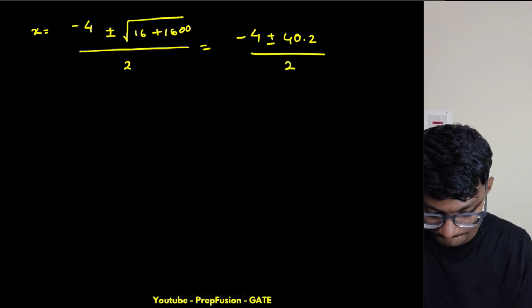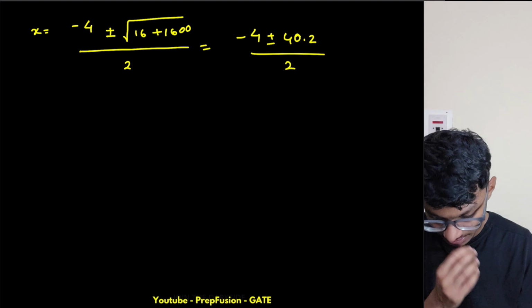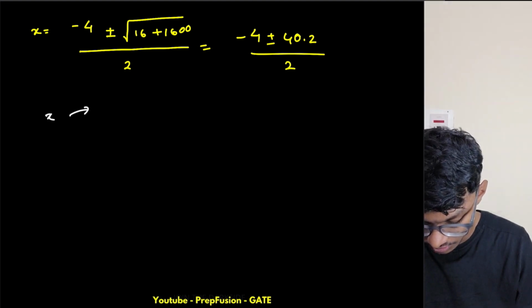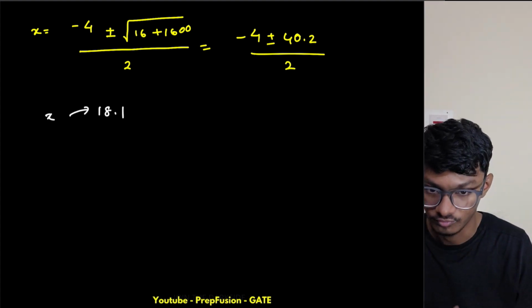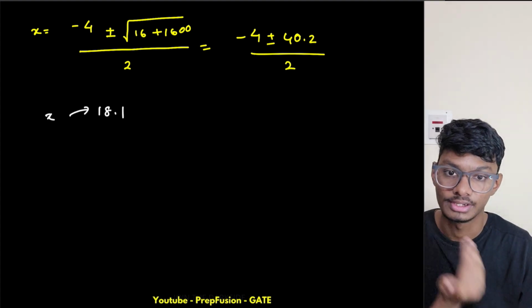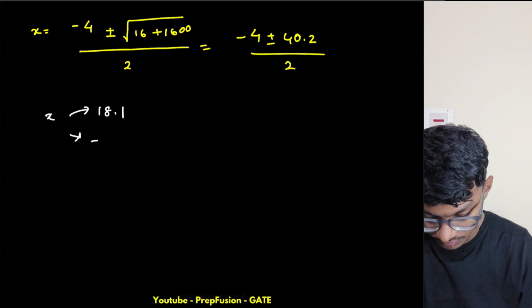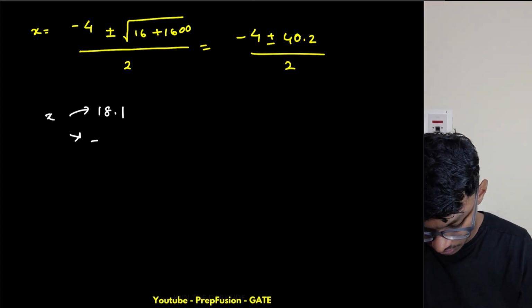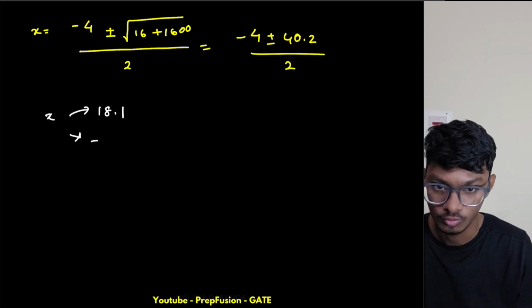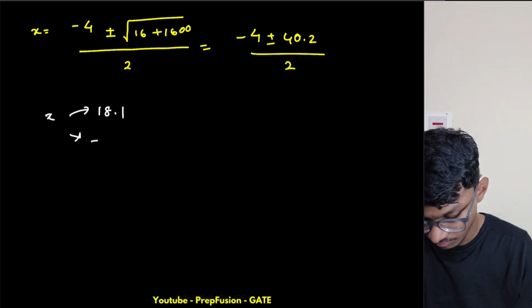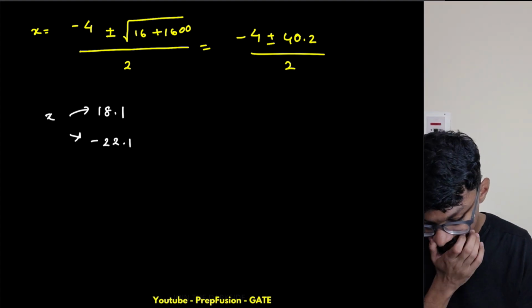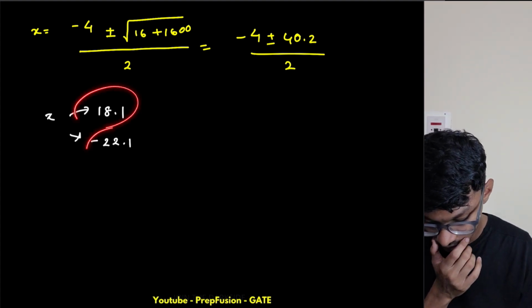Okay, 40.2 divided by 2. So you will get two solutions of x. I've already written them down. One solution will be 18.1, and another will be a negative solution. If you add this one up, this will be minus 44.2, which is minus 22.1. So you will get these two solutions.